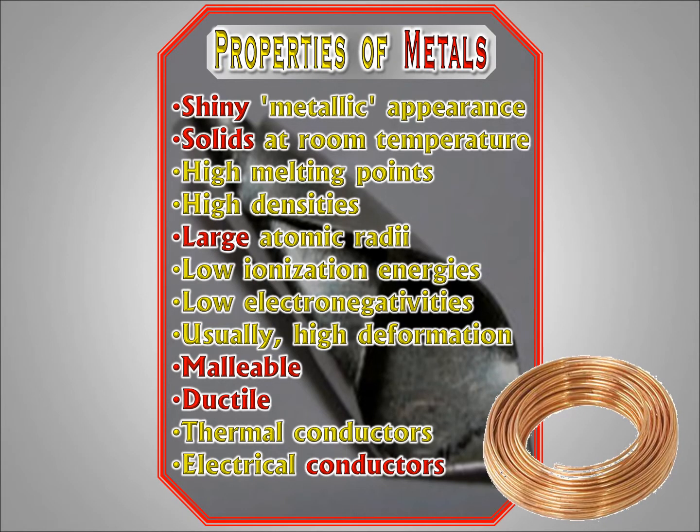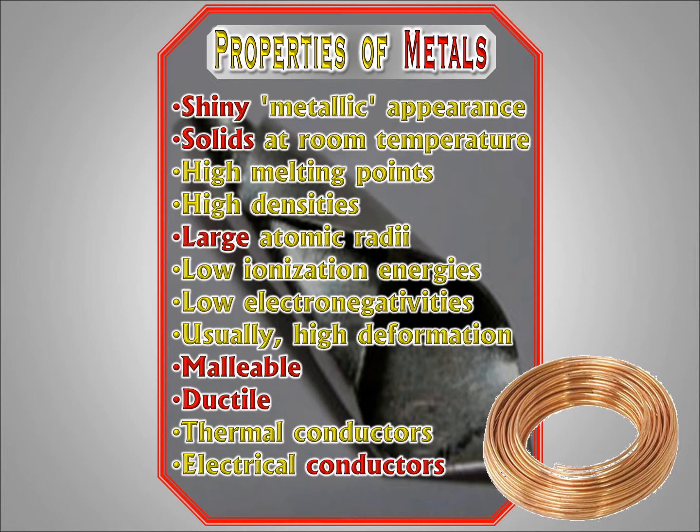Here is a list of the properties of metals. If something is a metal, it should be shiny, or we even call it metallic in appearance. It should be a solid at room temperature. It should have a high melting point. It's hard to melt it. High density, you know what that means. Large atomic radii, that means big atoms. Low ionization energy, we'll talk about that later. Low electronegativity, we'll also discuss that later. Usually high deformation, that means the ability to bend it. You can bend it back and forth.